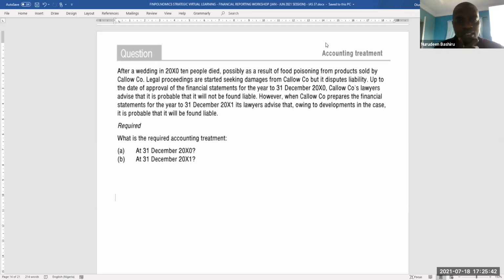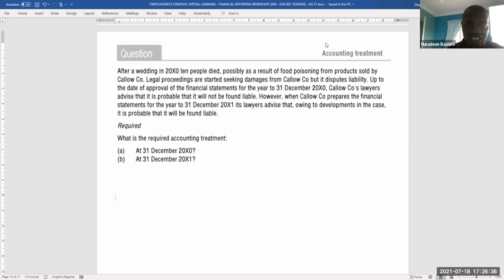Okay, so to the best of my knowledge, at 31st December 20X0, I think the entity will not make provision. No, before you answer it, try to narrate what has happened again. After reading it, narrate it. Okay. The question tries to explain that 10 people died as a result of food poisoning from food sold by Caloco. Caloco is the entity that sold the food at the wedding event, which resulted in the death of 10 people.